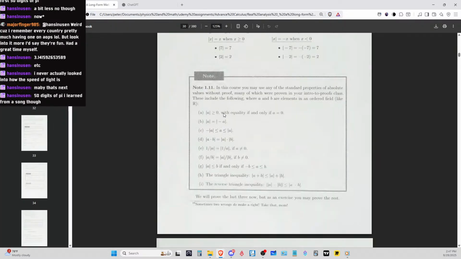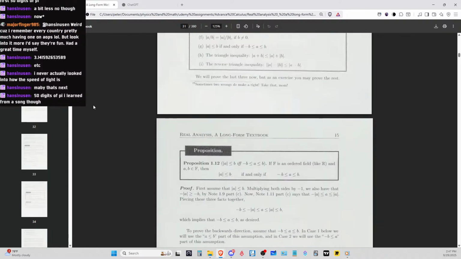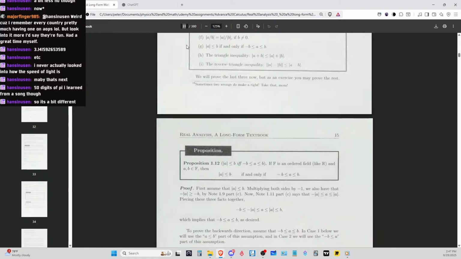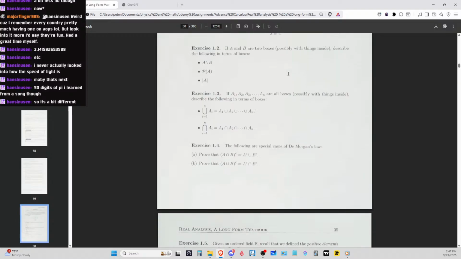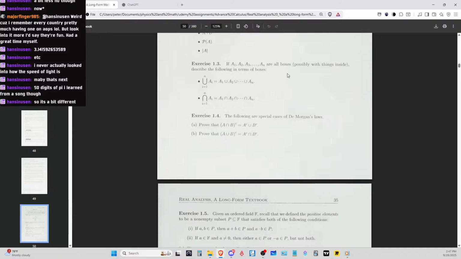The 50 digits of pi I learned from a song, though. At least you remember it from a song, because people just want to learn the hard way by just memorizing. So I think it's better that you remember it from a song than trying to remember it by full force.